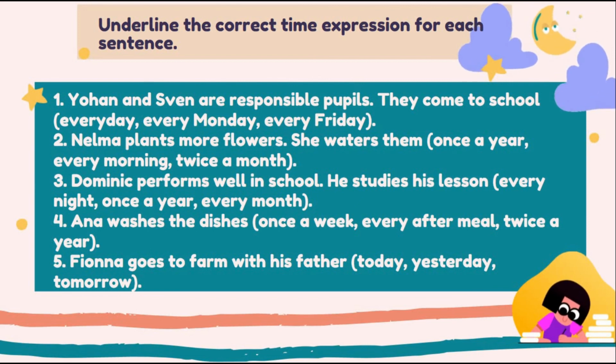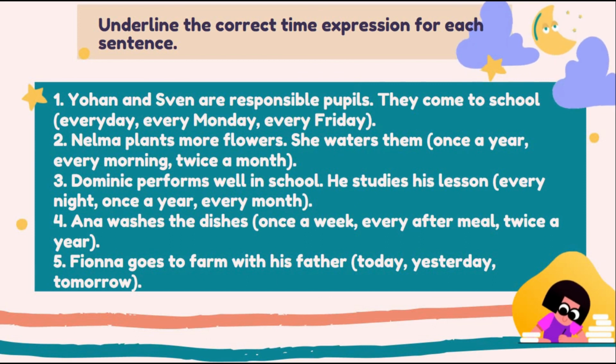All right, time is up. Let us check your work. For number 1, Johan and Esben are responsible pupils. They come to school every day. Check your work. Number 2, Nelma plants more flowers. She waters them. What is the correct answer?